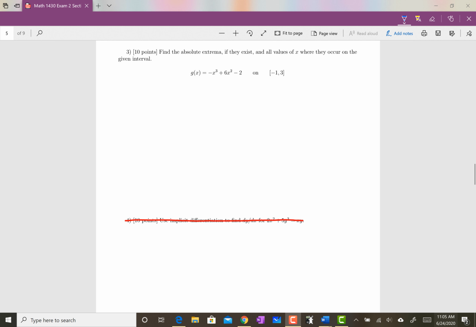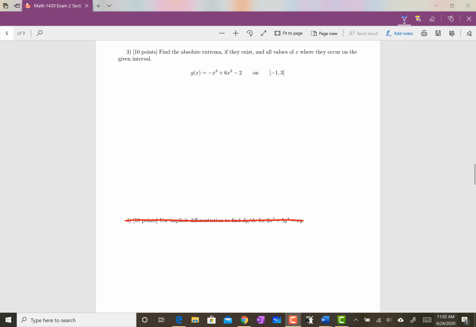The next question asks us to find an absolute extrema, if it exists, for all of the values of x where they occur on the given interval. So we have to remember the process of finding absolute extrema. First of all, we need to know if there are any relative extrema within our given interval. That means we're going to find the derivative of the function and look for critical numbers.